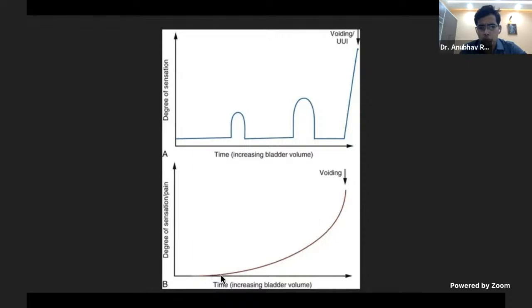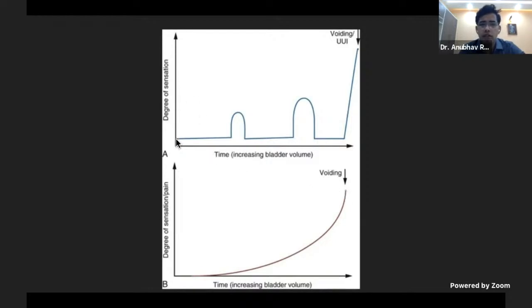This is a diagram to basically get you to understand what happens in OAB. So this is a normal sensation, as the time increases, the urine production is filling our bladder. So the degree of sensation should rise like this, gradually. As the bladder is filling, we are getting to know that yes, we are having a sensation of urine. And when it reaches a peak, and if we are in a comfortable and apt setting, then we'll be able to go to the washroom and relieve ourselves of this sensation.